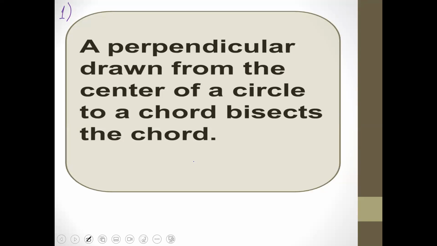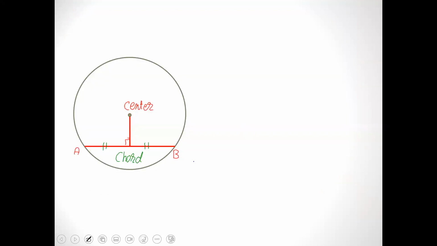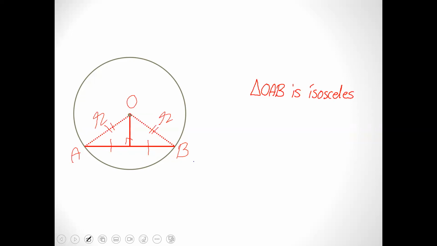And we are talking about a perpendicular drawn from the center of a circle to a chord bisects the chord. Now you look at this diagram. From the center, we have drawn a line which is dividing the chord in two equal parts. Now I have put another concept.